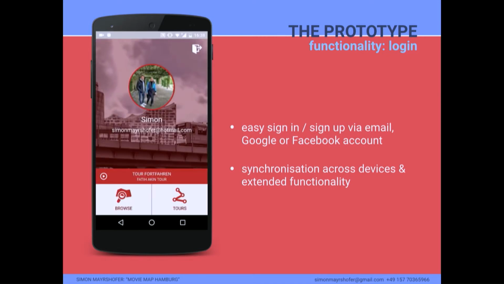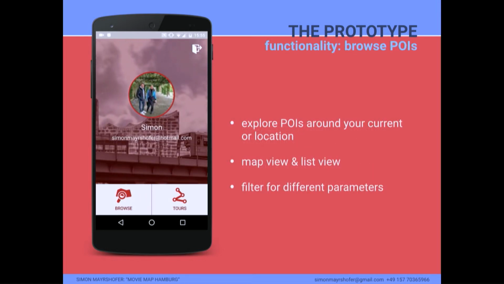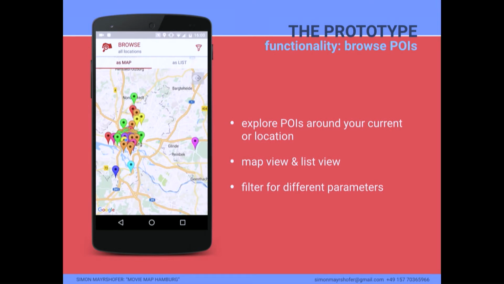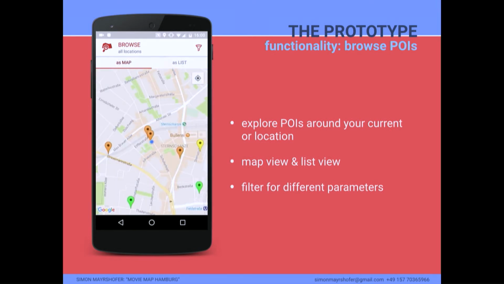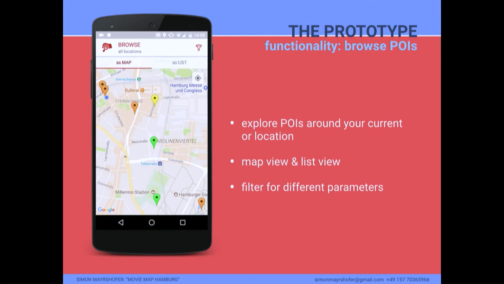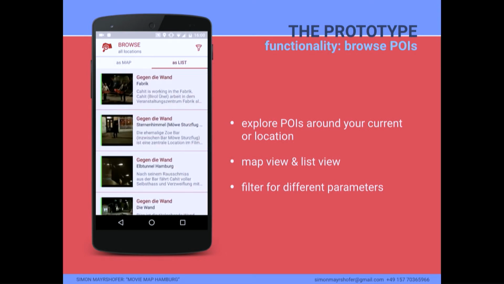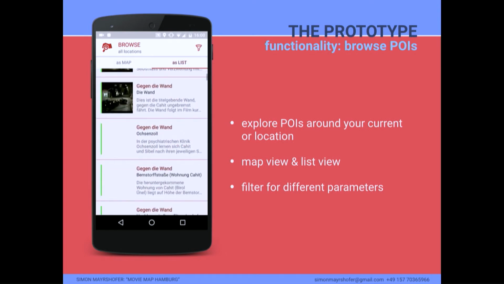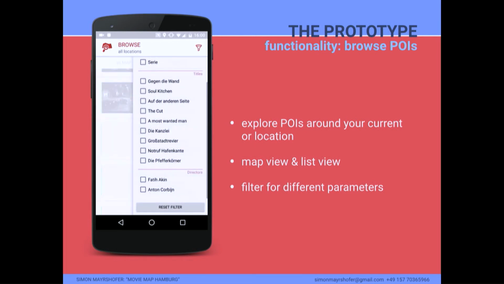Signing in allows for a consistent, synchronized experience and extended app functionality. In the browse activity, the user can explore all different points of interest around the current location on a map or in a list view. The results may be filtered for all kinds of parameters and are displayed using color coding.